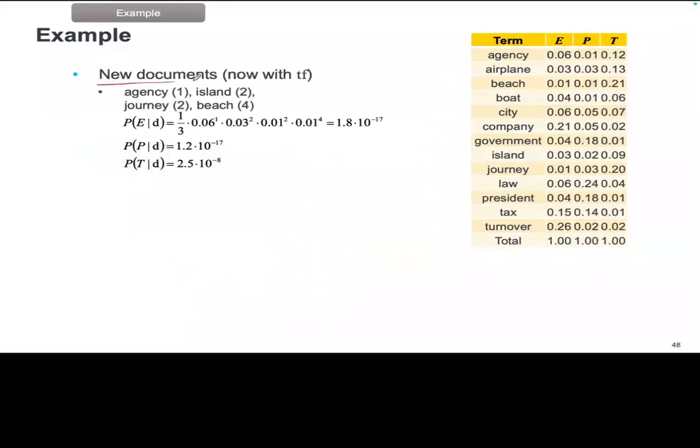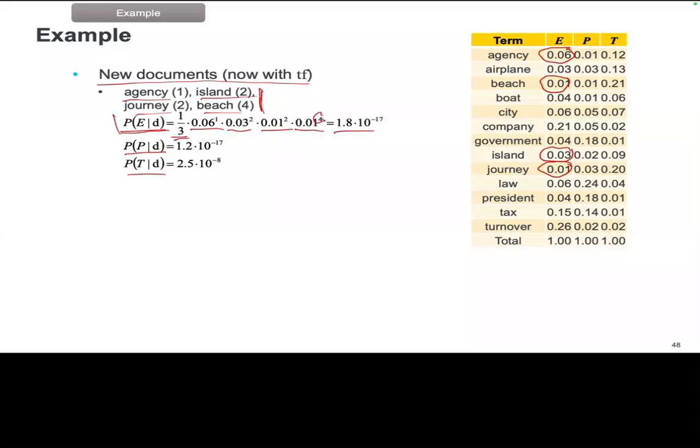And if now we have a new document, and this new document has the term agency once, island twice, journey twice, and beach 4 times, then we have to compute the posterior for all of these 3 different categories. For computing the posterior, we take the prior. This was 1/3 for each of the 3 categories, but now we look into economics, and there it was also 1/3. And then we basically do a lookup for these 4 different observations. Agency is observed once, so this is the probability here to the power 1. Island is observed twice, so this probability to the power 2. Journey is observed twice, this probability to the power 2, and beach is observed 4 times, this probability to the power 4.